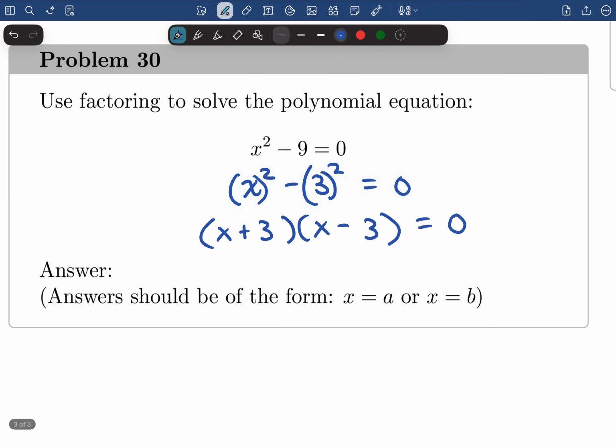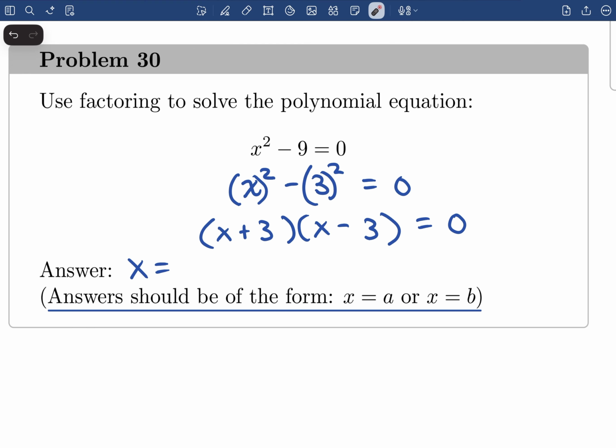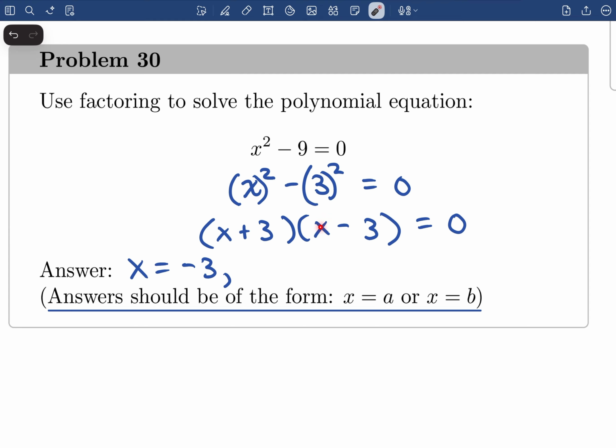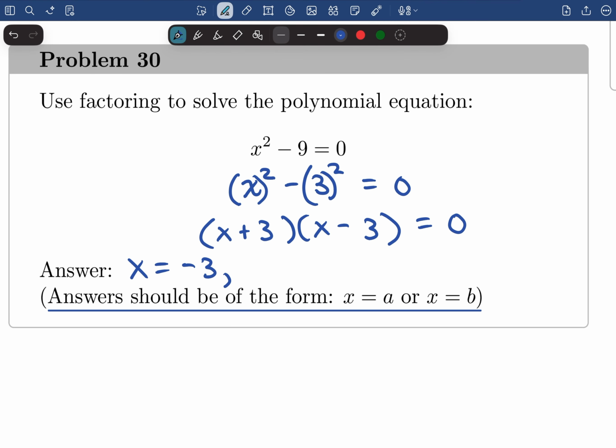Great. And so now I'm going to write my answers, and I look at what form they want it in. So I'm going to write x equals, well, this one is negative 3 because negative 3 plus 3 is 0. And then this x is positive 3 because 3 minus 3 is 0. So my two solutions are negative 3 and positive 3.